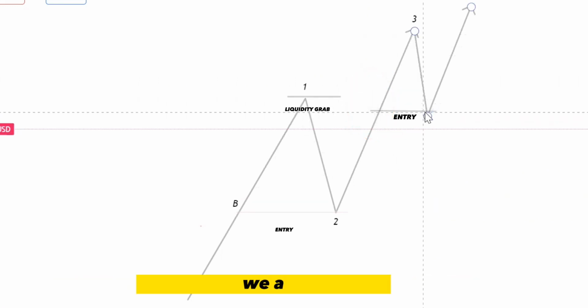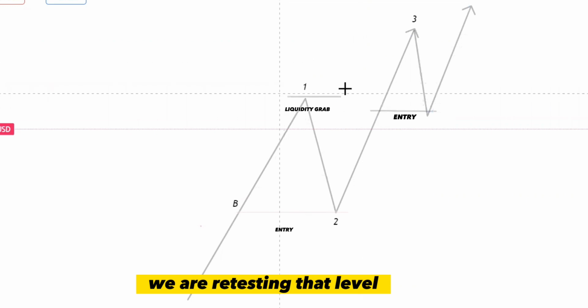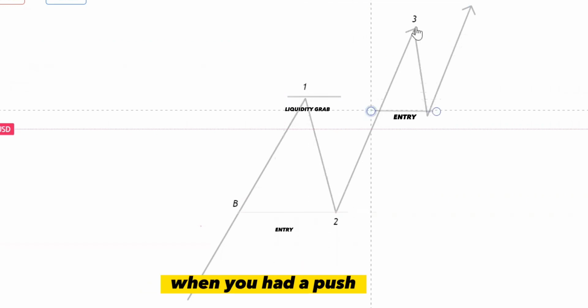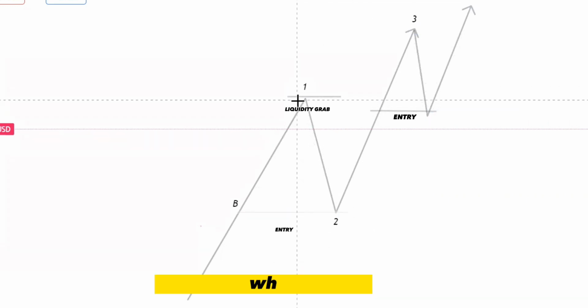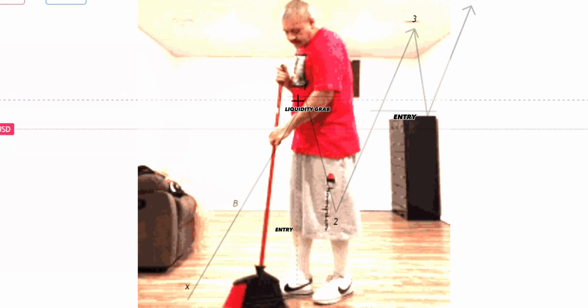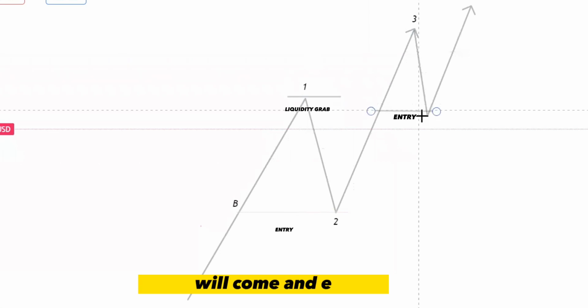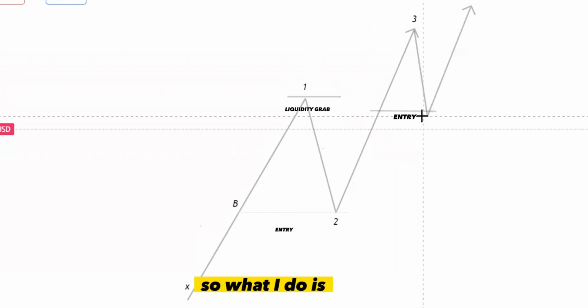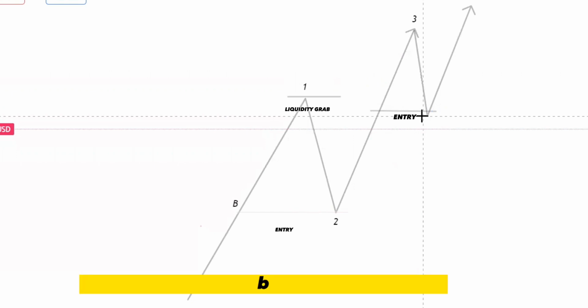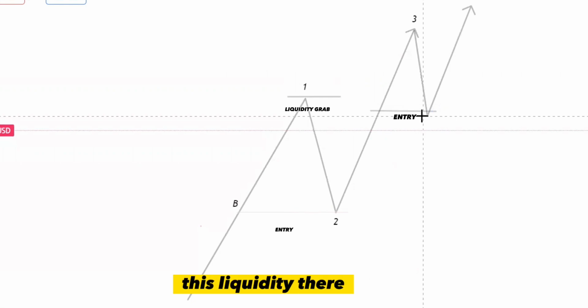We are retesting that level. When we had a push, we took out that old high, which is liquidity grab, liquidity sweep. And then from there, with the same move, we will come and enter again. So what I do is, I know that on an old high, I don't look at sells. I'm already waiting for buys because I know there's liquidity sitting there that's going to be grabbed, then we'll push to the downside.